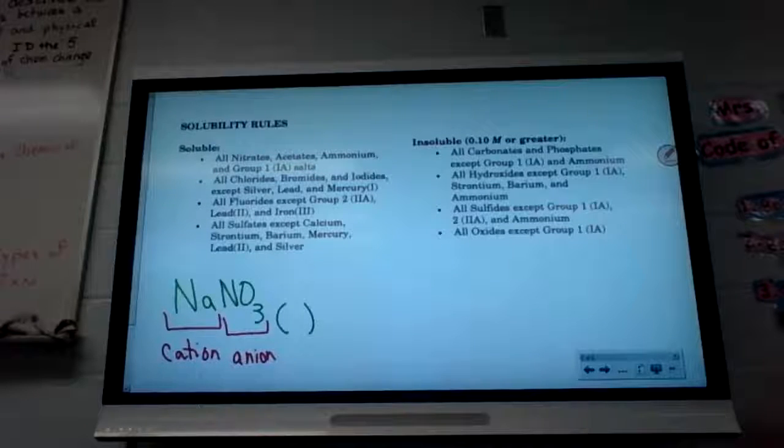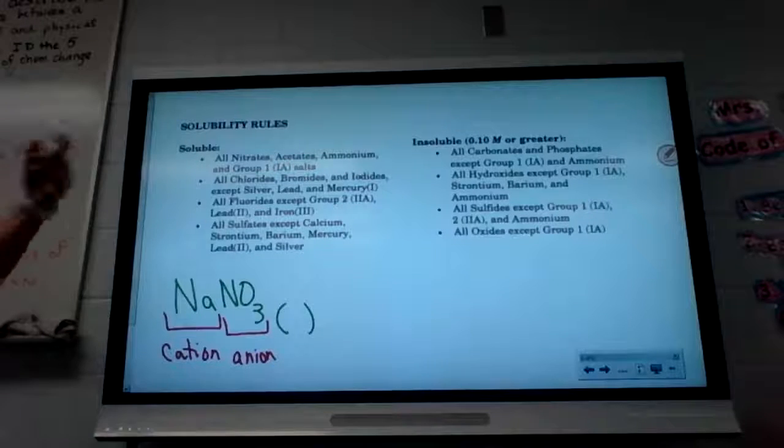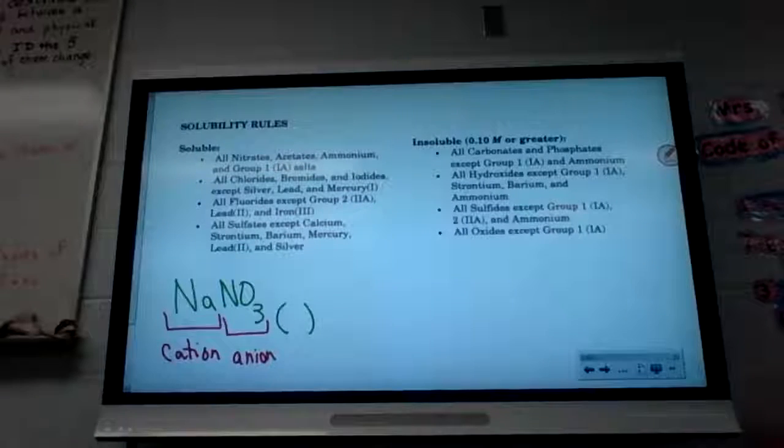So the anion is NO3. If you know its name, we can read the rules. If you don't know its name, this is why I said it's a simple matter of flipping the table. So flip it to this side, look up NO3, and find its name. What is NO3's name? Nitrate.